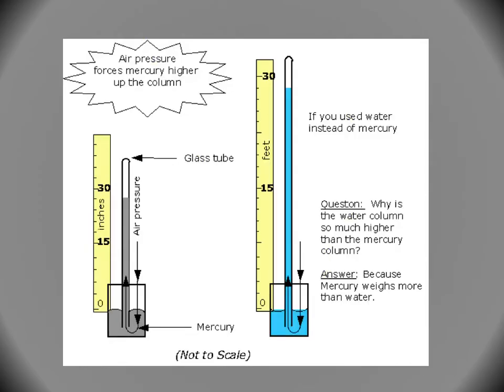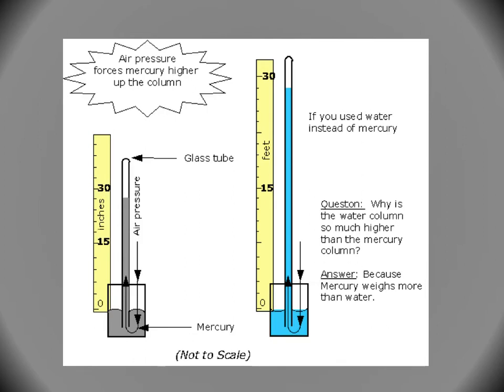Here is your little example. On the left here, you can see a glass tube. Greater air pressure forces that mercury up a little bit higher. I've got one of these I can show you in class, if you'd like to see what it looks like.